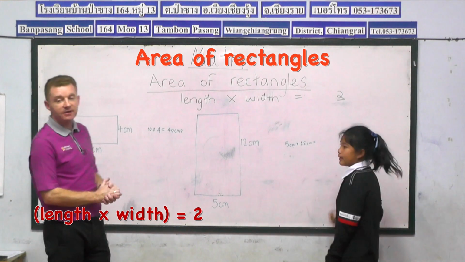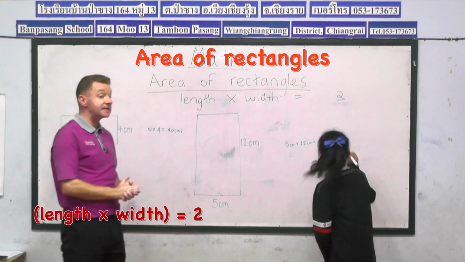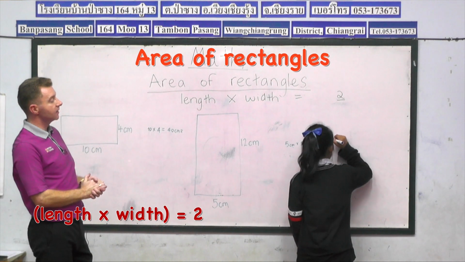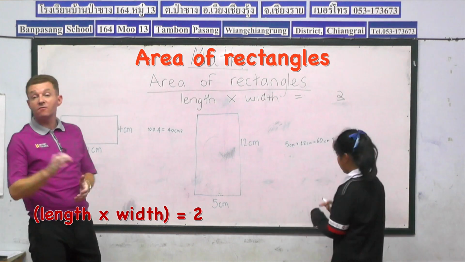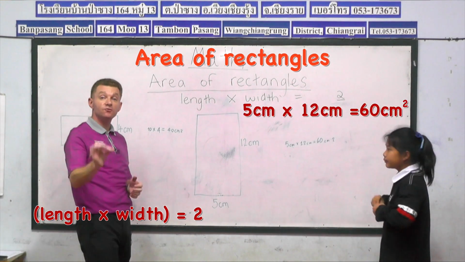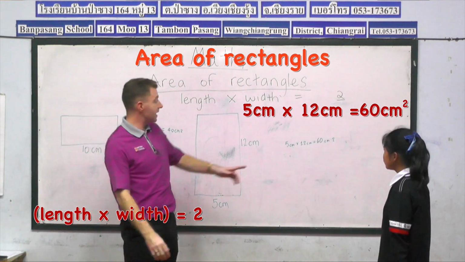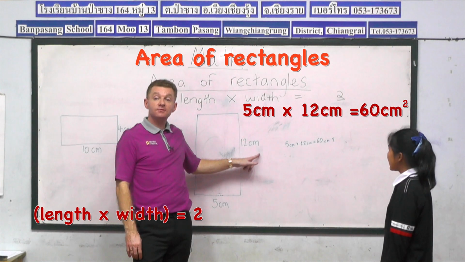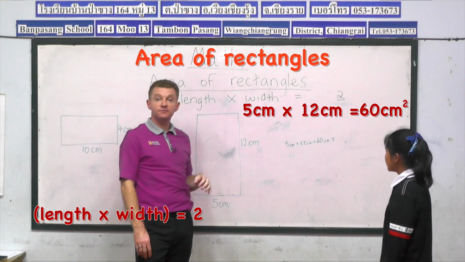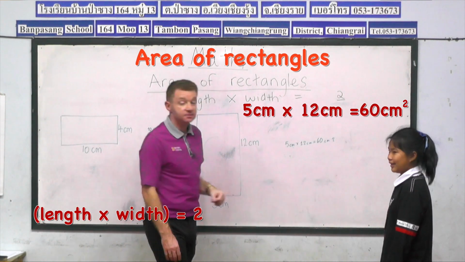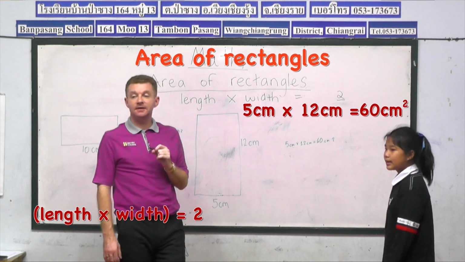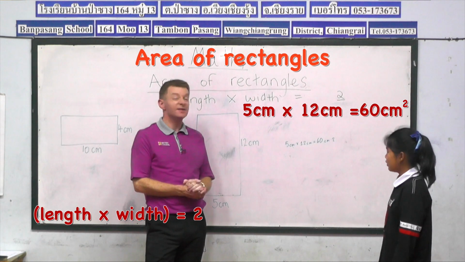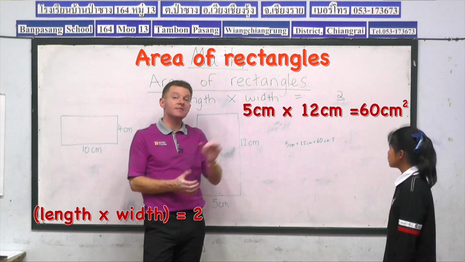So 5 times 12, 60 centimeters. And then the number 2 for 60 centimeters squared. So we can say, guys, 5 centimeters times 12 centimeters equals 60 centimeters squared. Yes, that's what the number 2 after centimeters means.